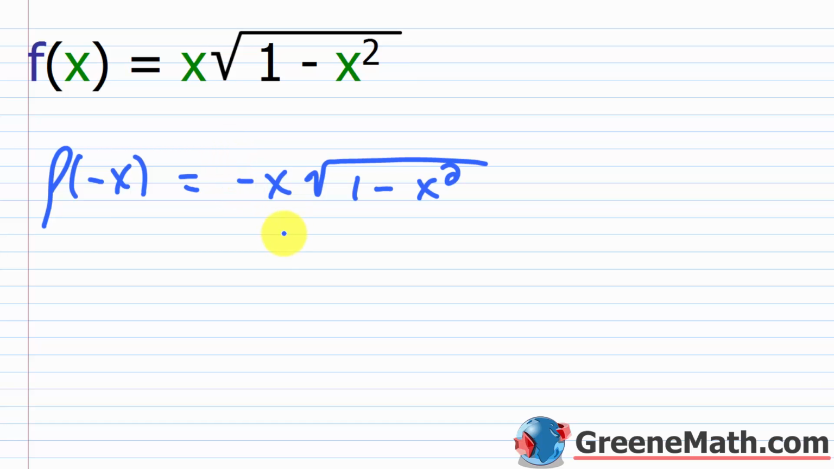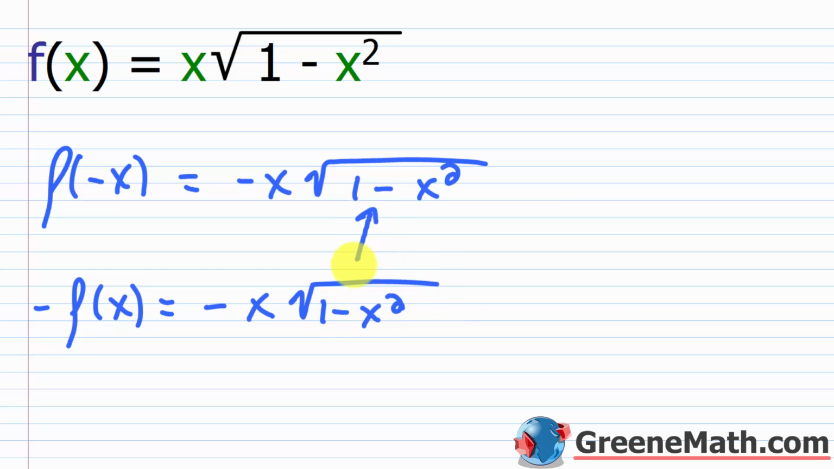Is it odd? Well, you can see that it would be, right? Because the negative of f of x would be what? I would multiply this thing by negative 1. So if I multiplied it by negative 1, I would just have negative x times the square root of 1 minus x squared, which is exactly what I have there. So this guy is going to be odd.